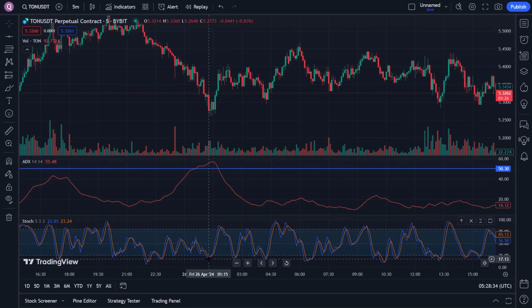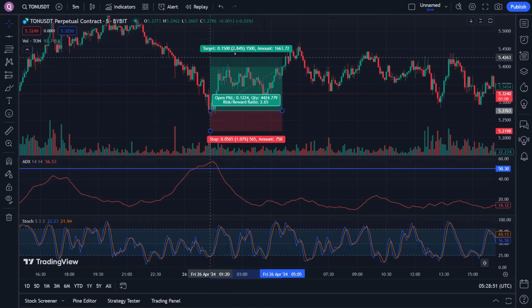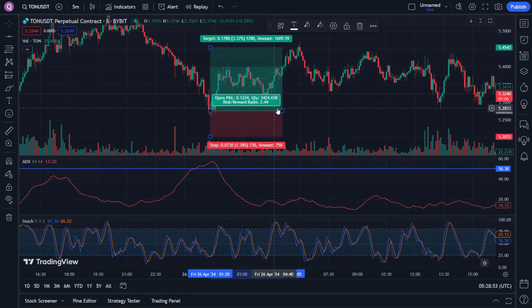Furthermore, we notice a crossover where K surpasses D on the stochastic indicator. This typically signifies a change in market momentum. When we see this crossover occurring in an oversold market, it could indicate the start of an uptrend. This is our signal to go long, expecting the market to rise.